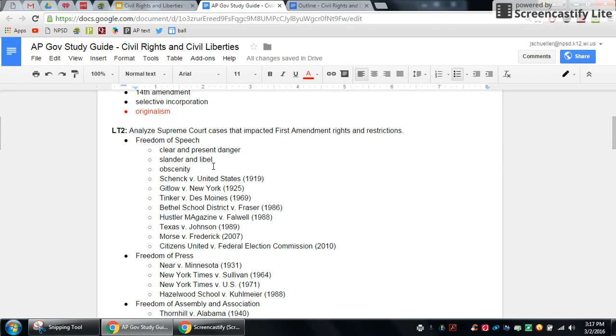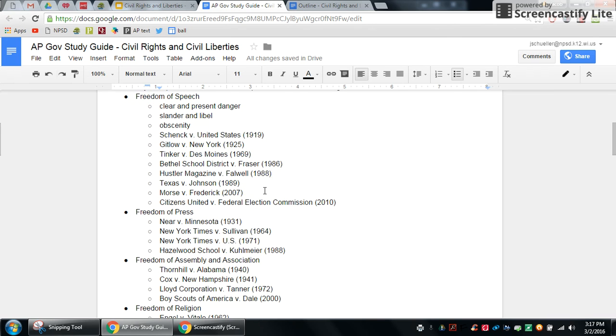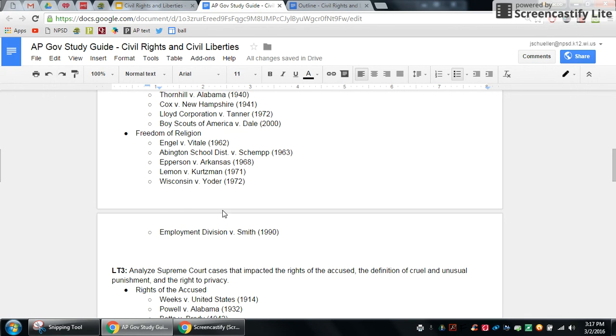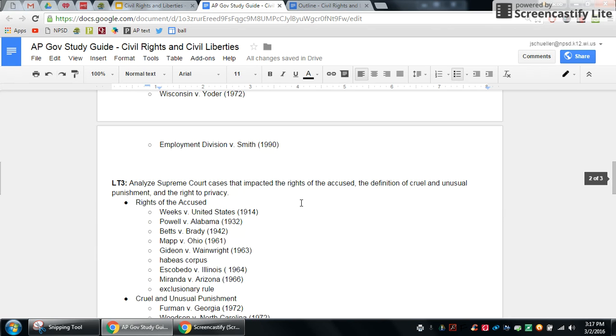Learning Target 2, then, we get into the heavy lifting here. I don't think it's going to be that tough of a unit. We're going to do a really good job of teaching and learning it, but it's a lot to learn, so we've got to work hard at it. We're analyzing Supreme Court cases that impacted First Amendment rights and restrictions. The First Amendment is pretty complicated, so we'll start out with some vocab and cases dealing with freedom of speech. Then we move on to freedom of the press, freedom of assembly and association, and then freedom of religion. Some of these you've heard before, some not. So we'll start that next week.